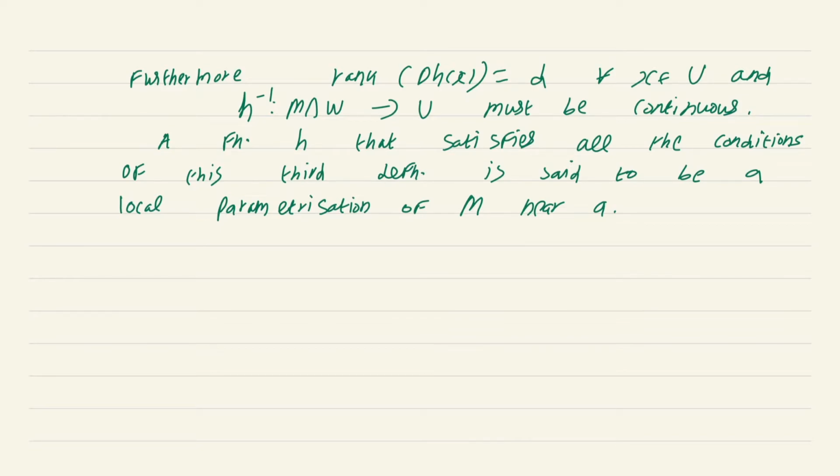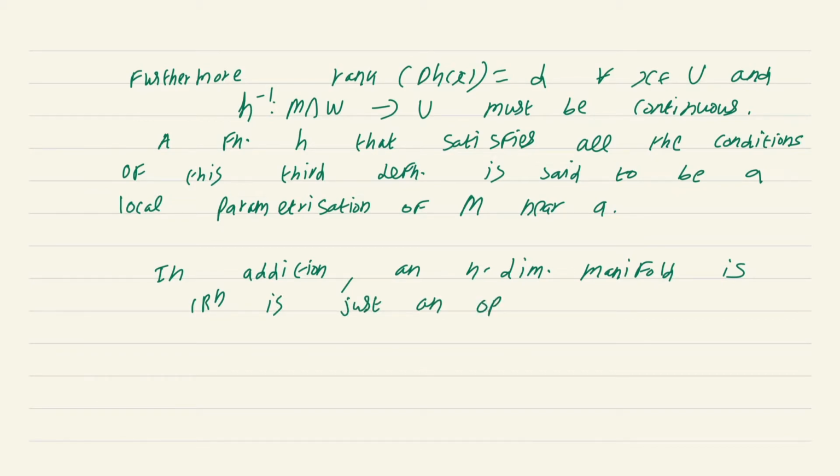So before moving on to the comments about this definition, let me just give what this n-dimensional manifold sitting in Rn is going to be. In addition, so this is apart from these three conditions, an n-dimensional manifold in Rn is just a non-empty open set. Okay, we had taken d to be less than n in the above three criteria. In the scenario where you want to study an n-dimensional manifold in Rn, it's just an open set.